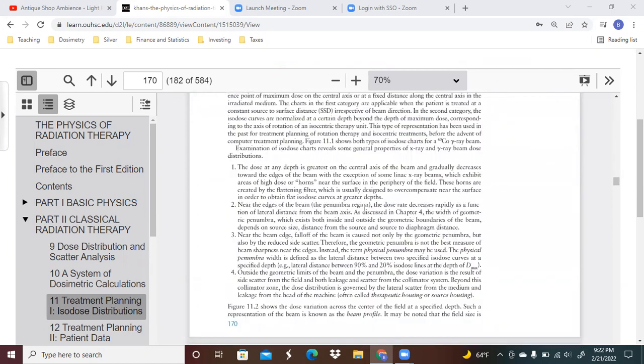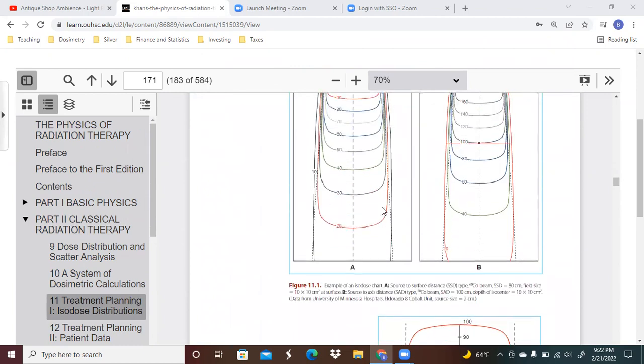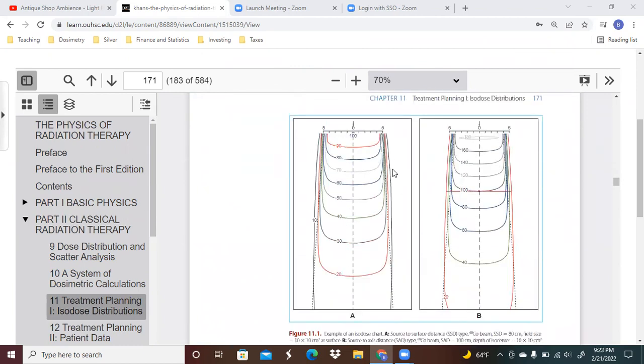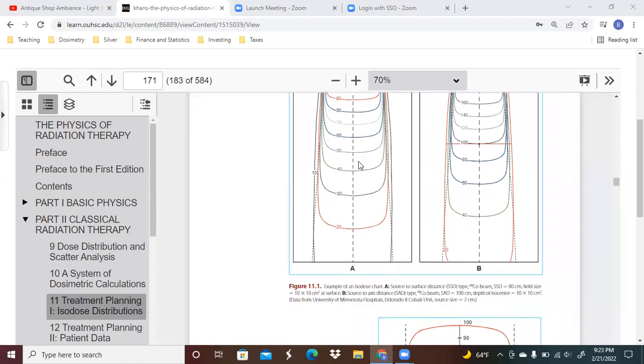They may be in absolute. So let's take a look at an isodose chart. Now, this is going to be from an older program. Most of the time in the programs that we see right now, we can see the same basic type of thing. It's just going to look a little different. That's all.